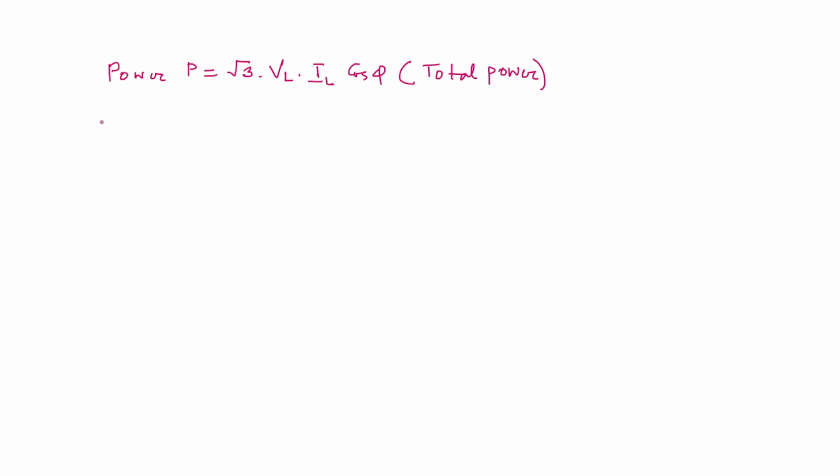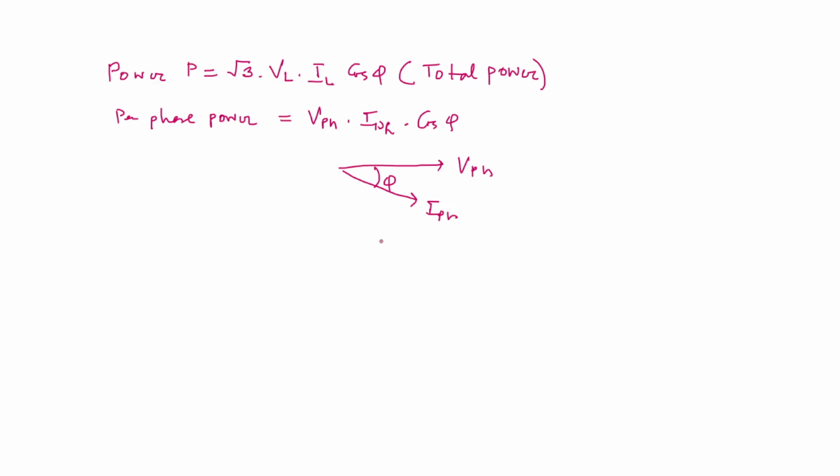Now if you want to measure the per phase power, then it should be V phase into I phase, that is phase voltage into phase current, multiplied with the power factor, and that will give you the per phase power. If you want to state this in terms of a phasor diagram, it should be V phase, this phasor, and the current phasor should be lagging by some angle phi. So the total power consumed is V I cos phi.